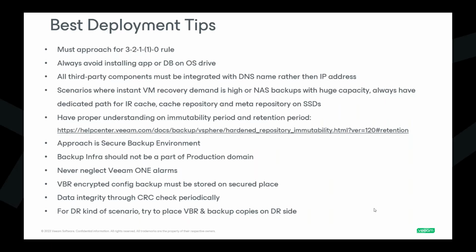VBR encrypted config backup must be stored in a secure place. The reason is very clear. If anything goes wrong, see, right now we are coming with HA. If anything goes wrong on the primary side, you are again available on the disaster recovery side. It is already available there. That's a fair enough ask.